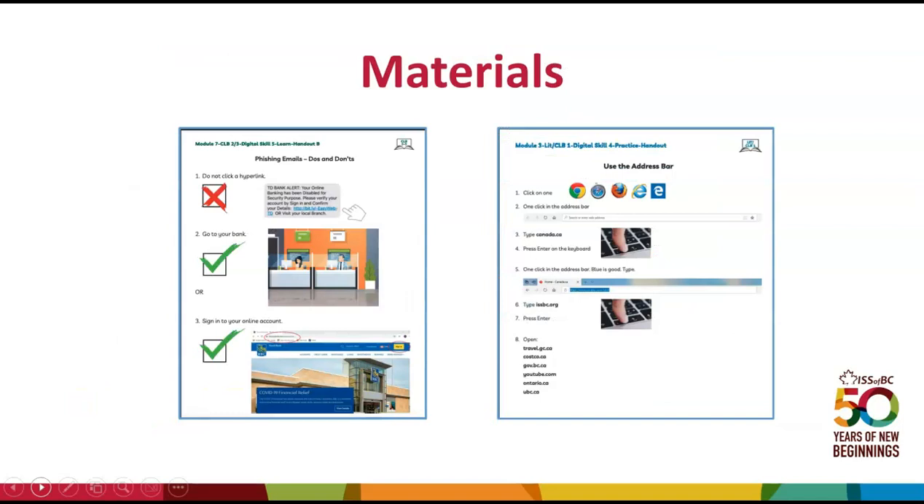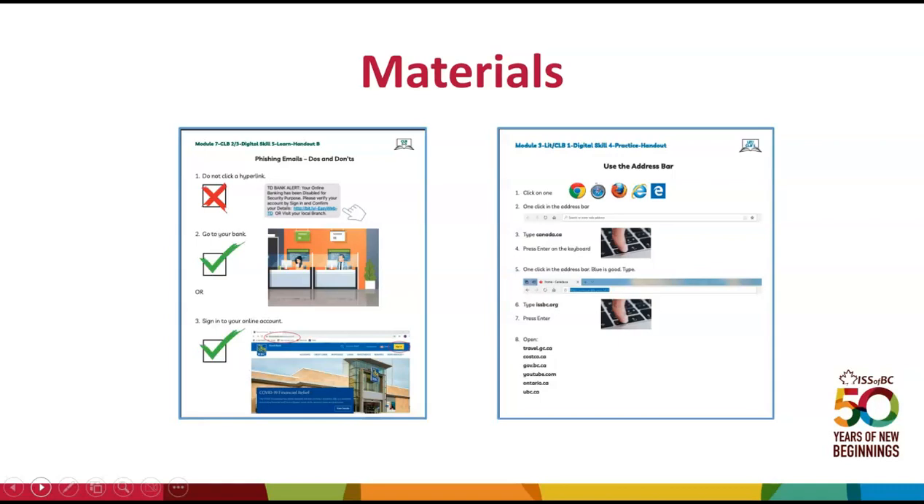Here are a few examples of some of the materials used in the lessons. The one on the left is from Module 7, Safety and Security, and as you see, is about phishing do's and don'ts. As you can see in the top right corner, it is designed for CLB 2-3. The image on the right has the steps for using the address bar, one of the discrete skills taught in Module 3, Online Skills Basics. This is geared to CLB 1 literacy.